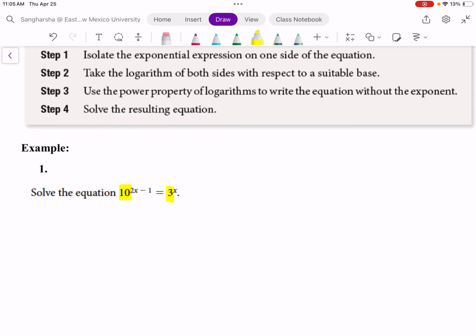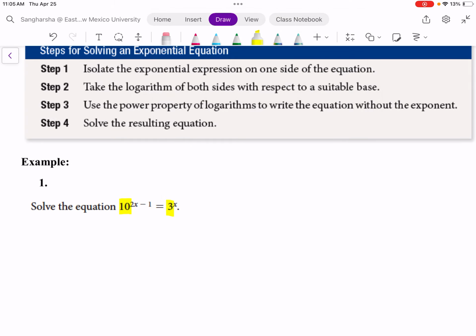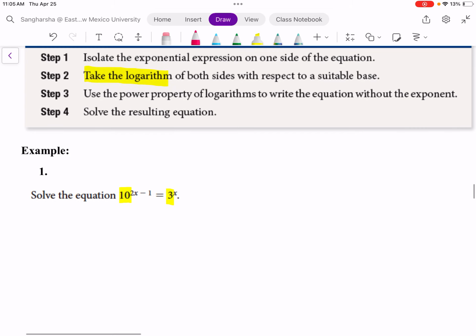Okay, so we take the log on both sides. Here, taking log means you write down log in front of each exponential form. So you have log of 10 to the power 2x minus 1 equals log of 3 to the power x. You can take log to base 10, or natural log ln, or any log, but make sure you have the same base.